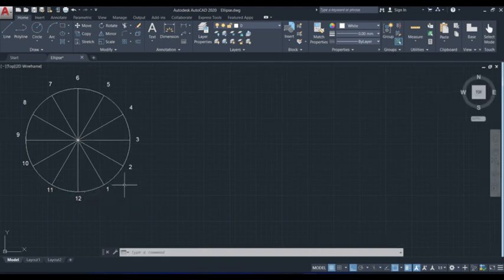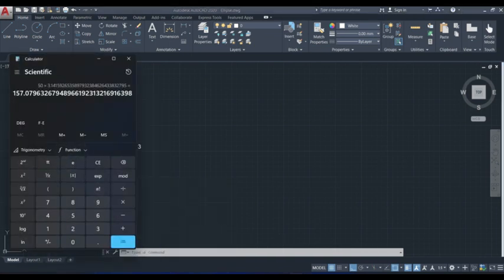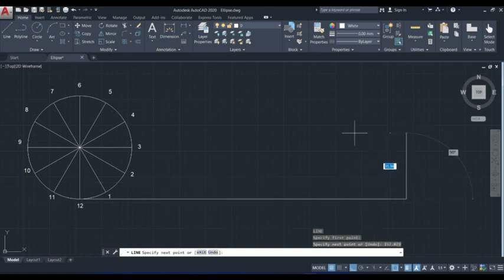Next we have to draw a straight line, because in cycloid a circle will be rolling on a straight line path. The length of the straight line is the circumference of the circle. We know that circumference of the circle is 2 pi r or pi d. Here diameter is 50 mm, so pi d is equal to 50 into pi, that is, here we will get 157.079 mm.